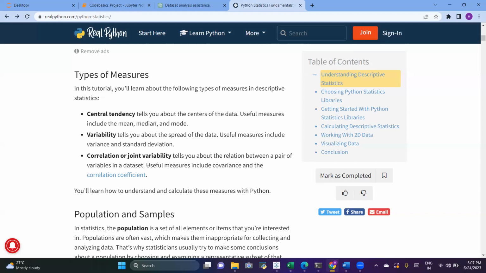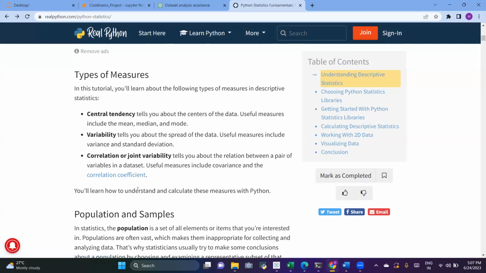Useful measures include covariance and correlation coefficient. So what does this correlation coefficient say? This gives a number between -1 to +1. This gives the magnitude and direction. If the correlation coefficient is positive and the number is closer to 1, this shows the highest collinearity, highest correlation between those two variables. If it is of negative value, then there is a negative correlation. They are inversely proportional.